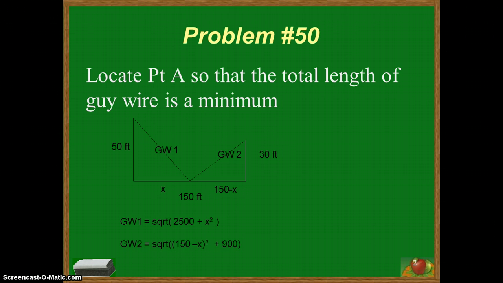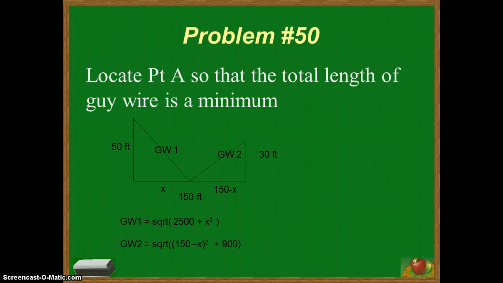So you need to find the total length of guy wire that would be a minimum by positioning point A somewhere between 0, which is right under the 50-foot tower, and 150, which is under the 30-foot tower. We need to come up with two equations. You see you have two right triangles there.